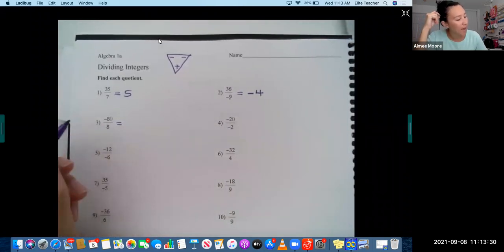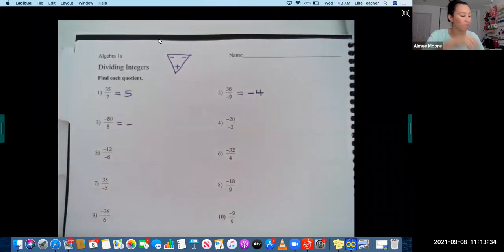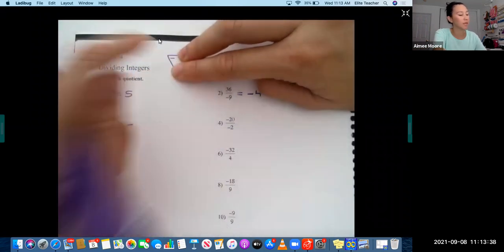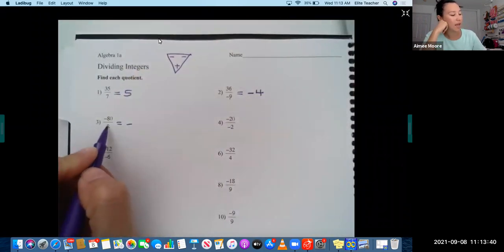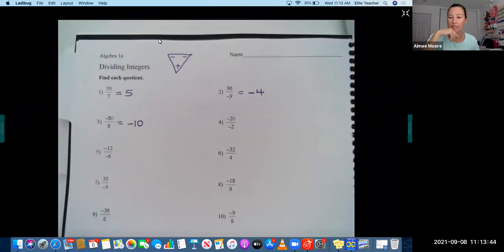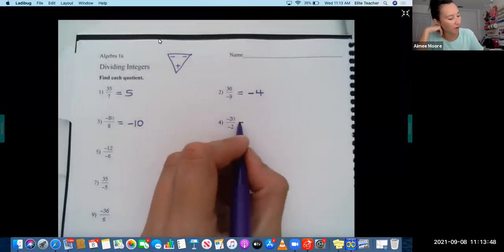-80 divided by 8. So the signs are different, which means our answer is negative. And we can check too. We have a negative divided by a positive. Our answer is negative. And then 8 times what will give us 80? 10. So it's -10.